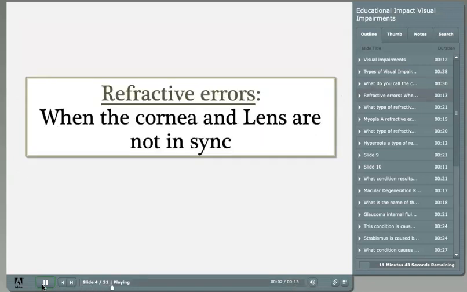The answer is refractive errors. Any condition that occurs when the cornea and lens are not in sync is considered to be a refractive error.